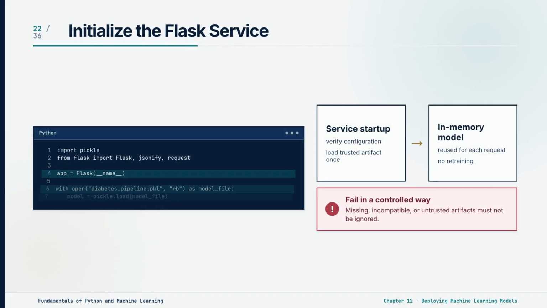The Flask service imports the application class, the request object, and JSON response support. Create the Flask application. When the service starts, open the trusted model artifact in binary read mode and load it. The model should be loaded once during application initialization rather than loaded again for every prediction request. If the file is missing, incompatible, or untrusted, the application should not continue silently. A production service should log the model version and fail in a controlled way.